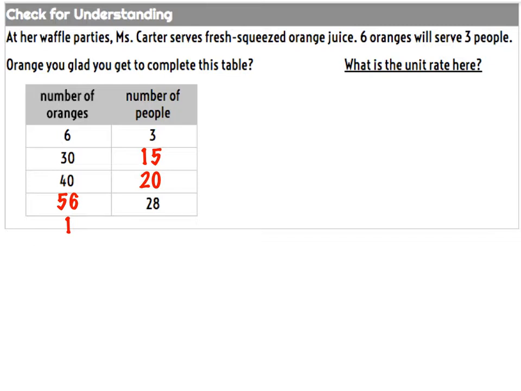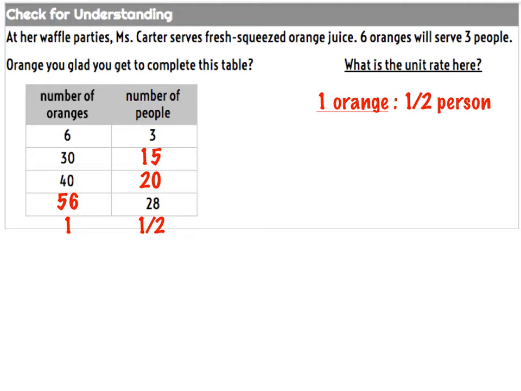Going from 6 oranges to 1 orange, I could do 6 divided by 6 is 1. So then on the other side, I would need to do 3 divided by 6. We would be scaling it down by 6, and I would get 1/2. So 1 orange would feed half a person. That would be one way we could write that unit rate. A little bit weird because you cannot actually have half a person.